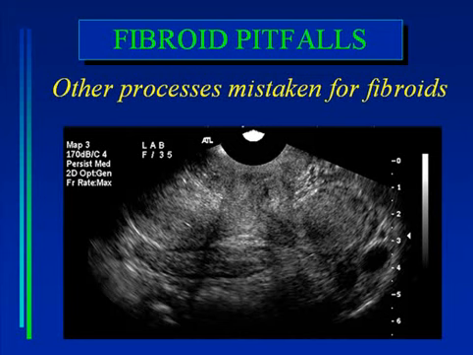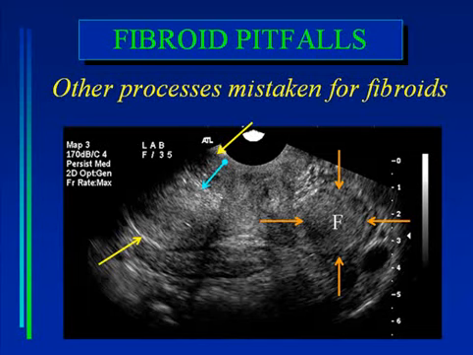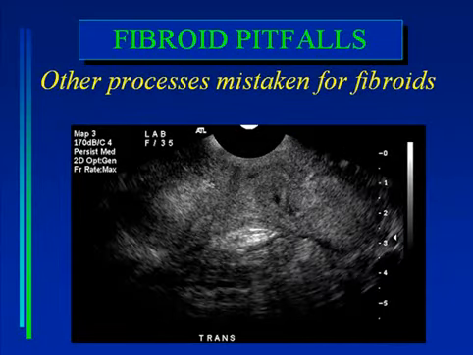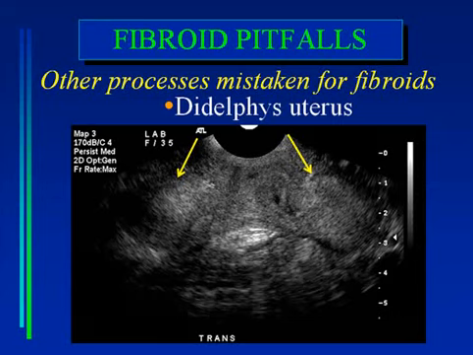Another process that can be mistaken for a fibroid is shown here and includes uterine fusion variants. Here we have the uterus and the endometrial stripe, and off to the left side on this endovaginal image, we have a rounded, solid structure that looks like it could be a fibroid. However, with further imaging, you can see there are endometrial stripes in both of these structures, because this is not a fibroid on the left, but rather the patient has a didelphys uterus.